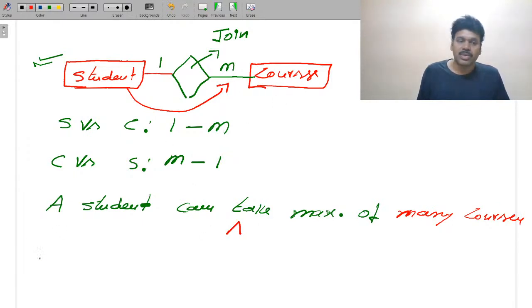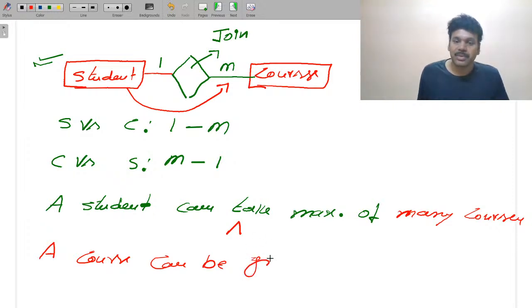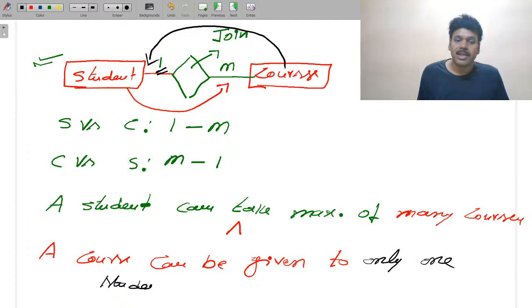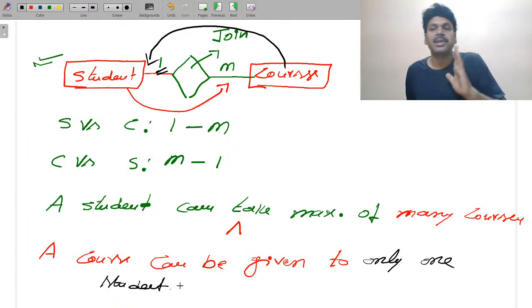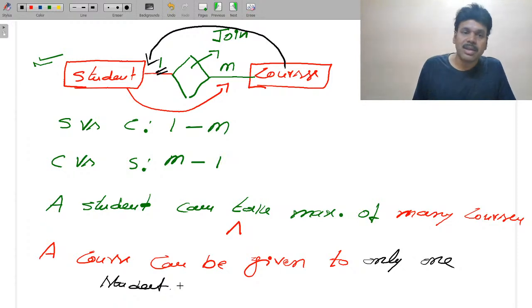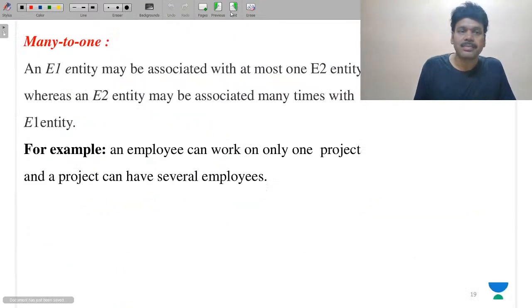A course can be given to how many students at a time? Look at the other side. A course can be given to only one student. This is the difference between the one side and the many side: on the one side you will have duplicates, on the other side you won't have duplicates. Clear, friends? Now we will look into many to one.